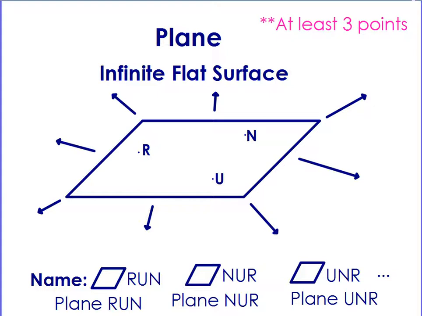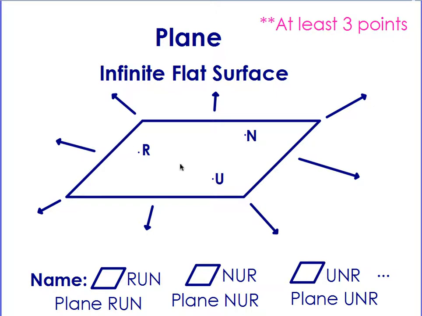We define a plane by using at least 3 points on that plane, and the 3 points need to be non-collinear, meaning that they can't all three make a straight line. So I have these 3 points, points R, U, and N, that are inside my plane. Notice that they definitely don't make a straight line. And so those are my non-collinear points that I'm going to use to define my plane.